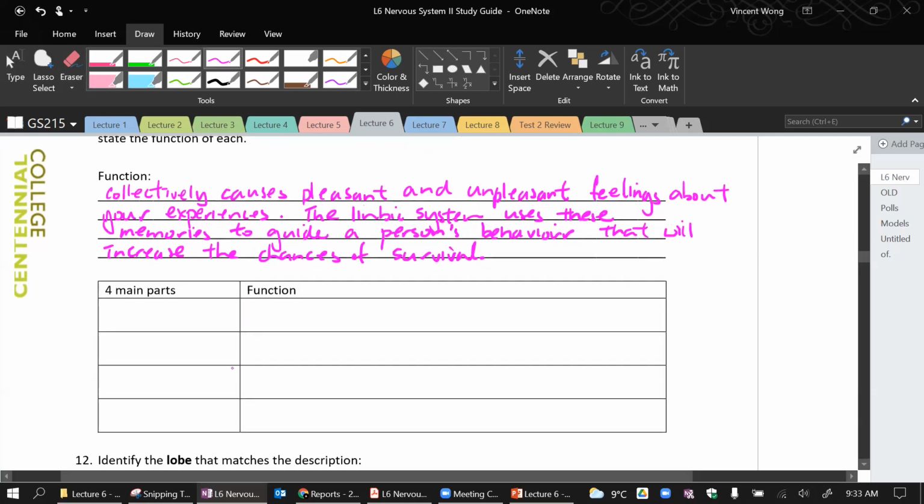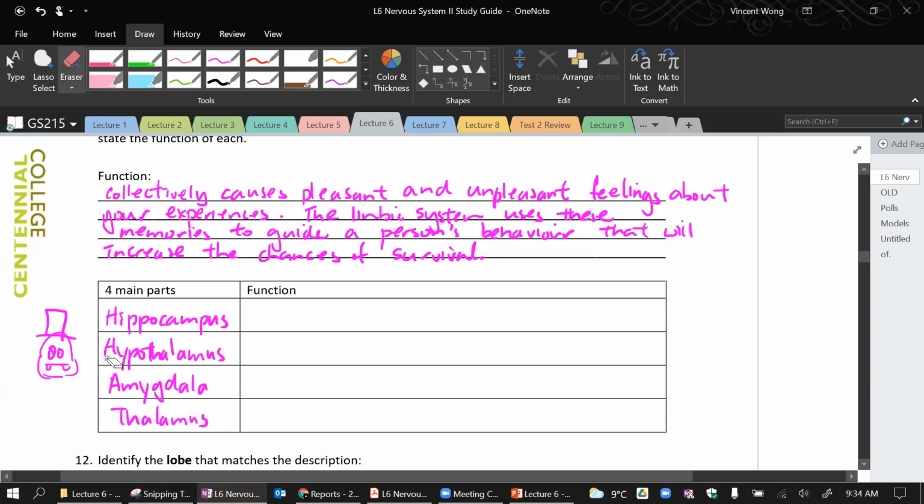So what are the main parts of the limbic system? Well, we have the hippocampus, the hypothalamus, the amygdala, and the thalamus. To remember this, you can think of a hippopotamus. That's my best hippo drawing. You can think of a hippopotamus wearing a hat. So hippocampus, hat, H-A-T.